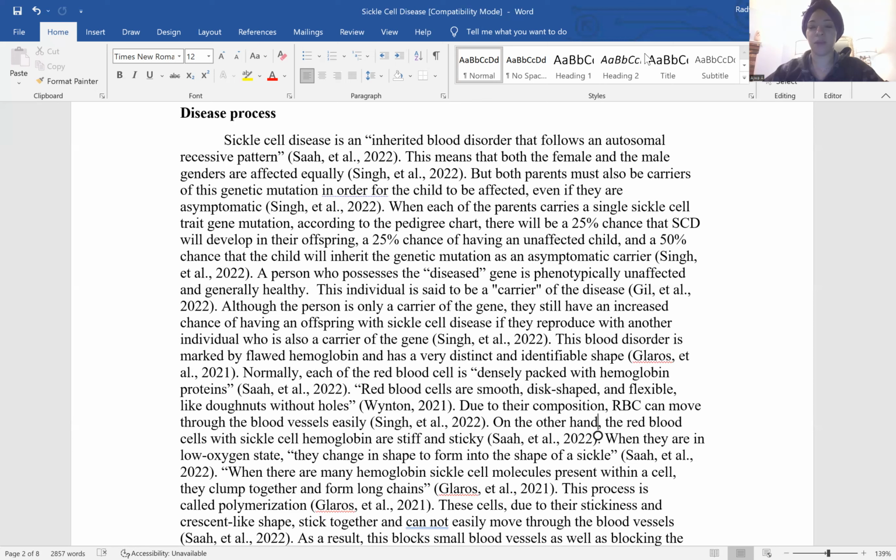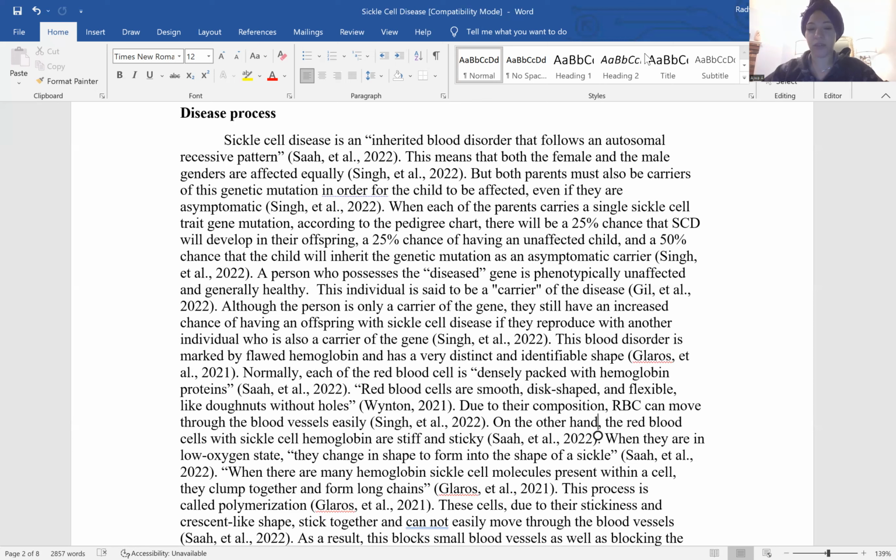Although the person is only a carrier of the gene, they will have an increased chance of having an offspring with sickle cell disease if they reproduce with another individual who is also a carrier of the gene. This blood disorder is marked by flawed hemoglobin and has a very distinct and identifiable shape.